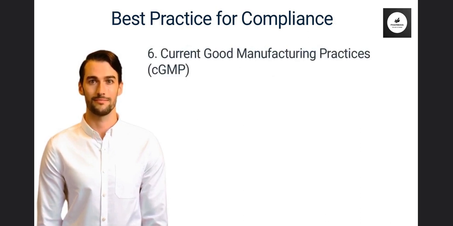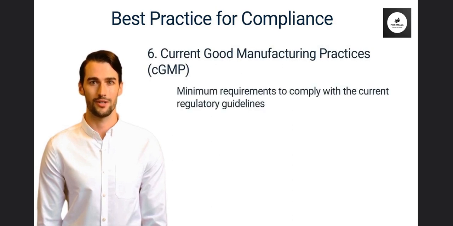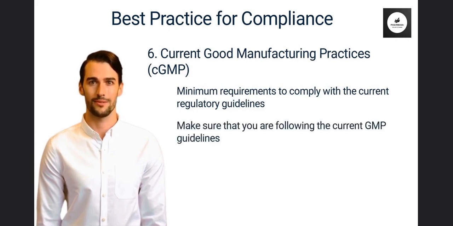Number 6. Maintaining current good manufacturing practices. Current good manufacturing practices are the minimum current requirements to comply with the regulatory guidelines. Companies must make sure that they are following the current GMP. Those are required to produce safe and quality products.